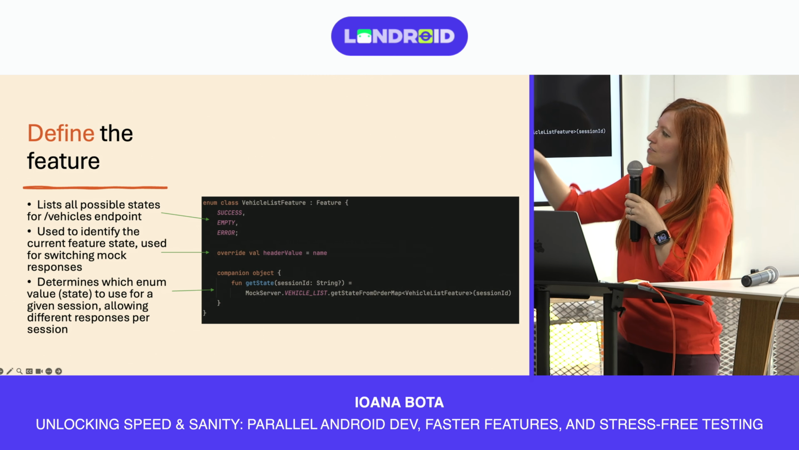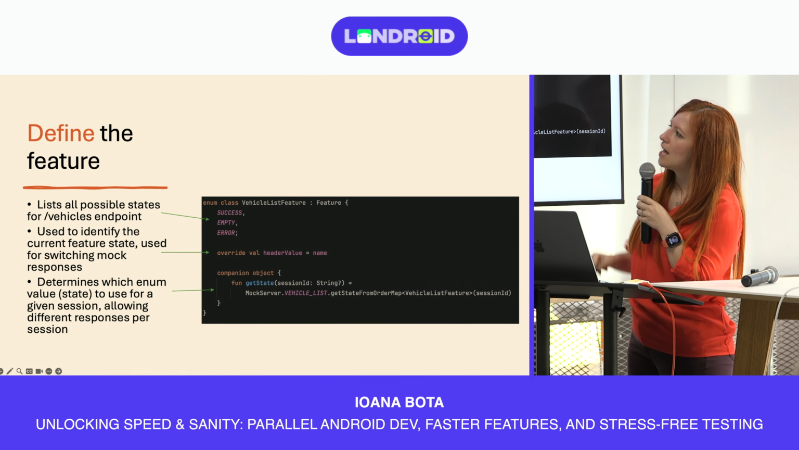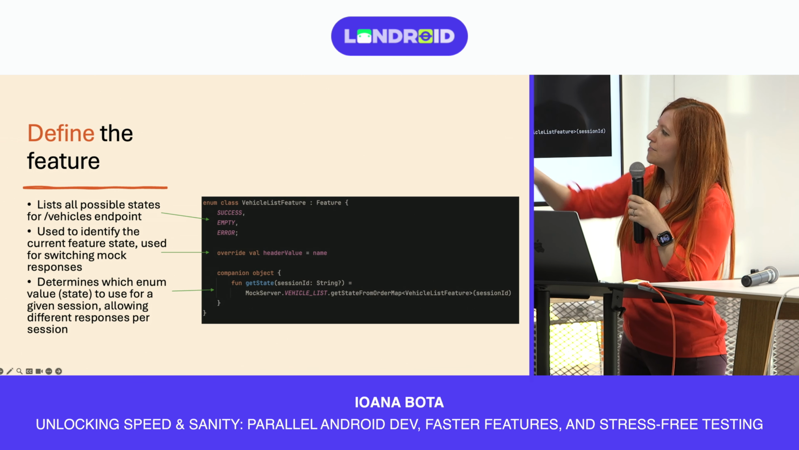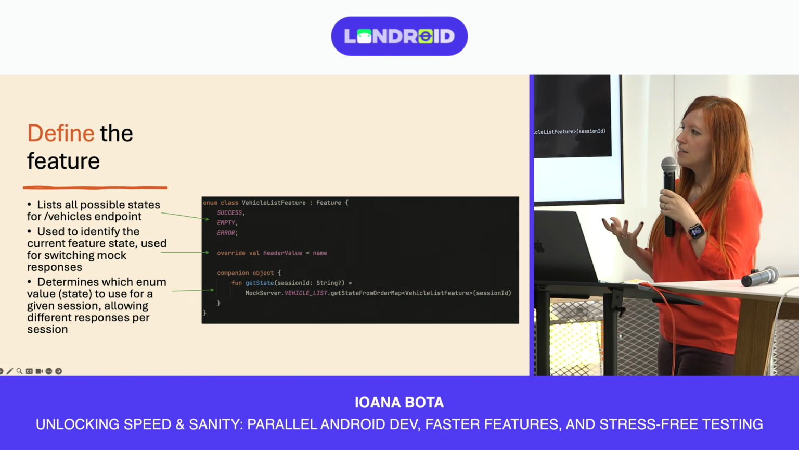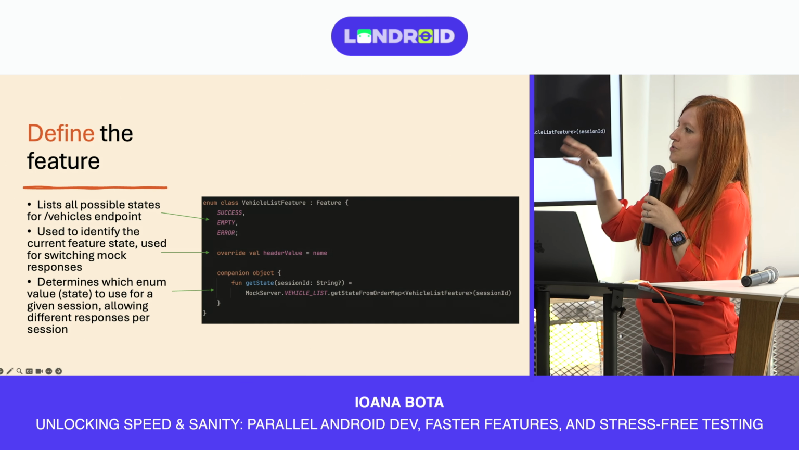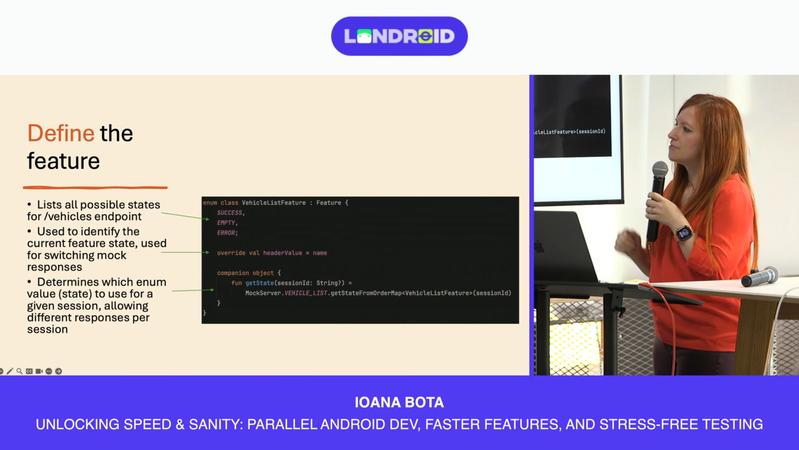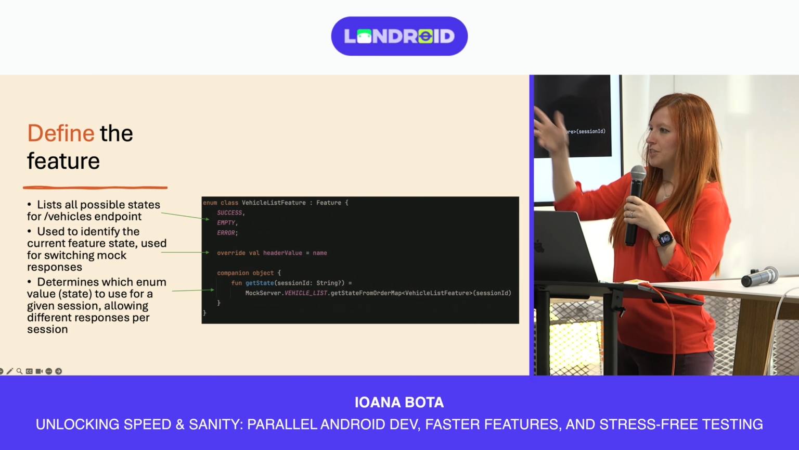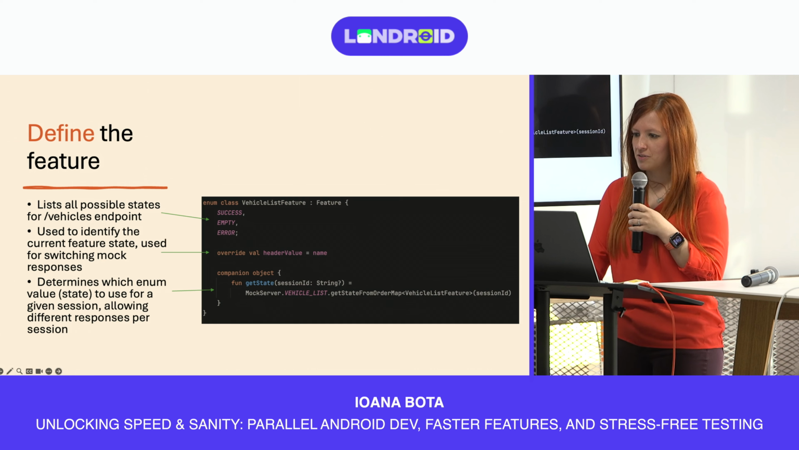Of course, you'll see here a few other fields. We use this header here for switching mock responses, and we have this state here, which basically determines which enum to use for a given session, so that it allows different responses per session. So this is the feature and enum that I keep mentioning.